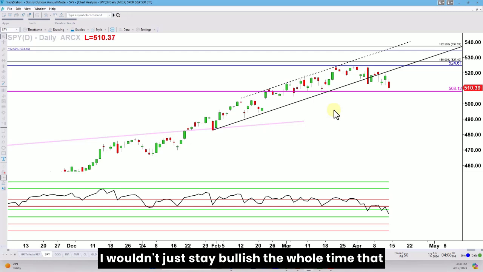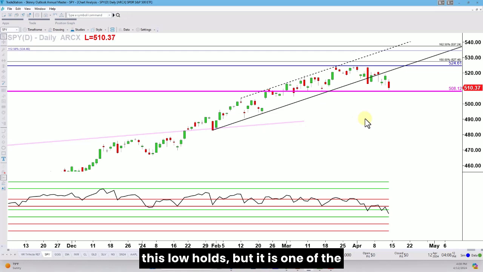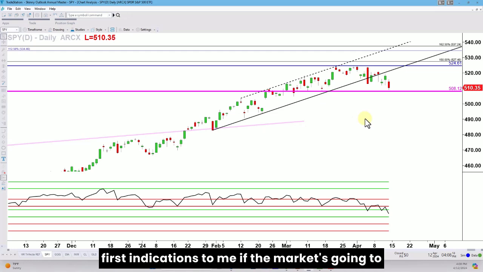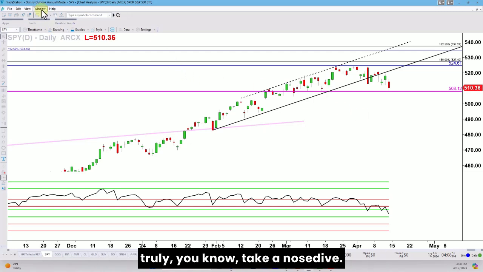For bulls, I wouldn't just stay bullish the whole time this low holds, but it is one of the first indications to me if the market's going to truly take a nosedive. I'm not saying it's going to, I'm just saying that to me is an important level to watch. Now let's go intraday.